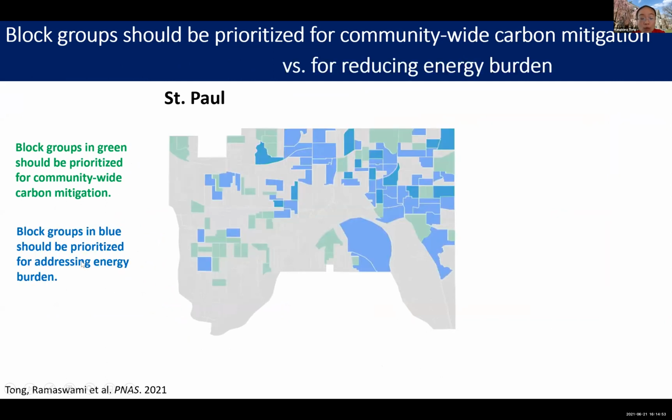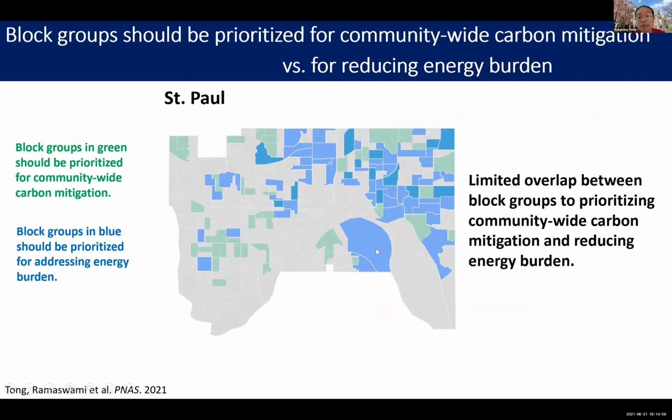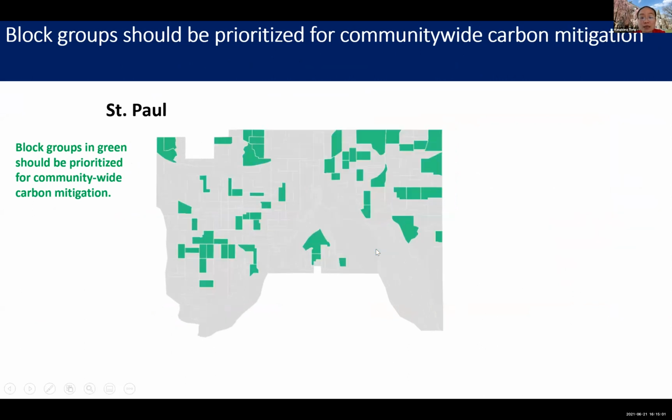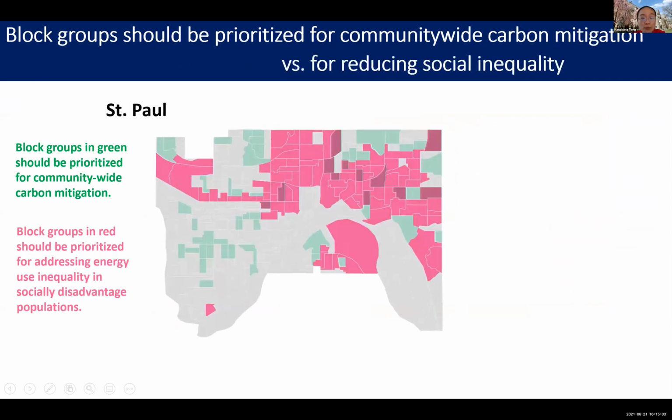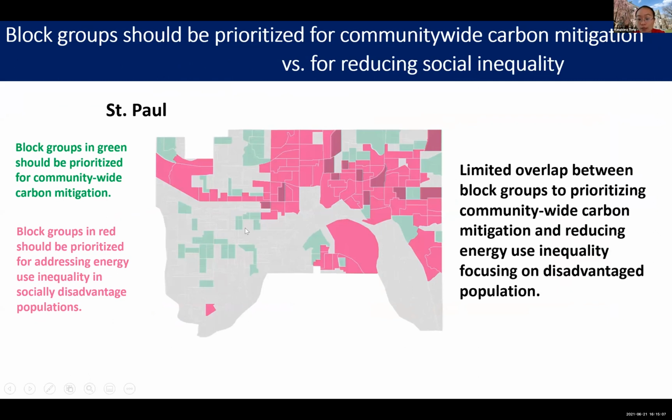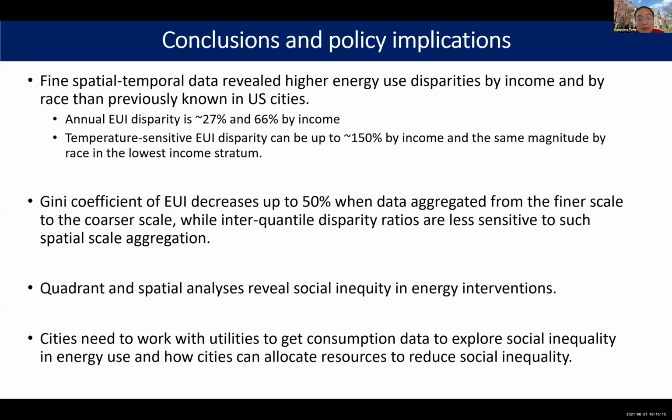And then the blue are the block groups that should be focused on addressing energy burden. So you can see there is little overlap. And the same thing here, when we overlap with the block groups with more low-income racial minorities, there is also little overlap. So I think this tells us that cities may need two separate programs to address both issues. And that gets to the conclusion about the importance of using fine spatial scale data from utilities.